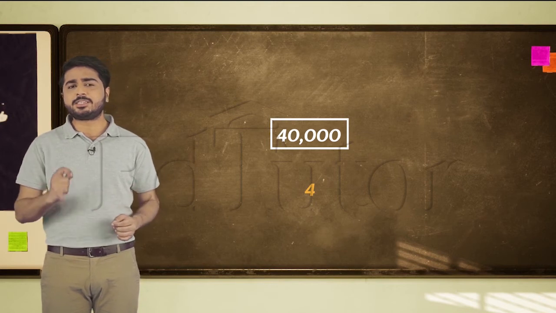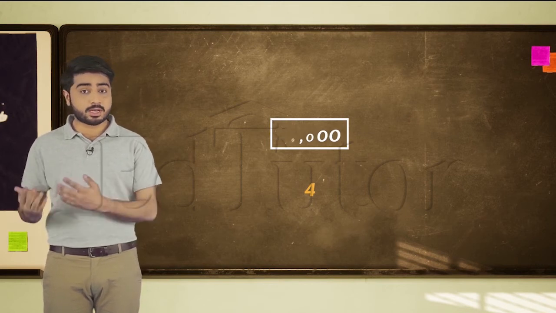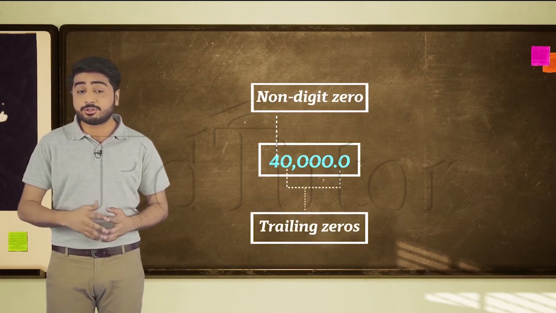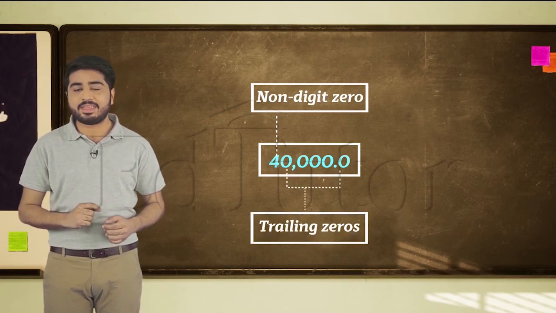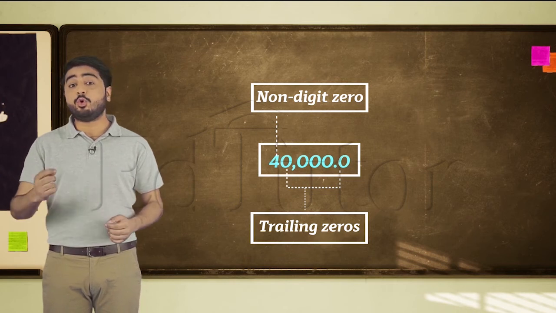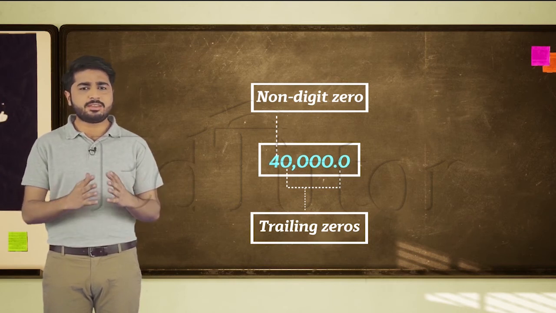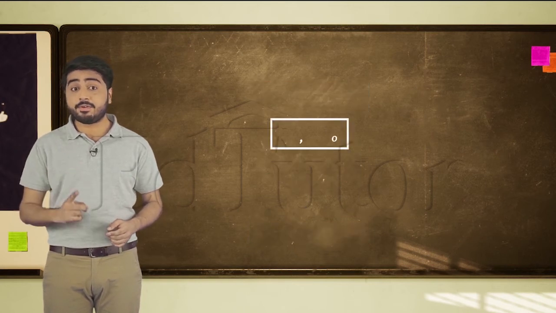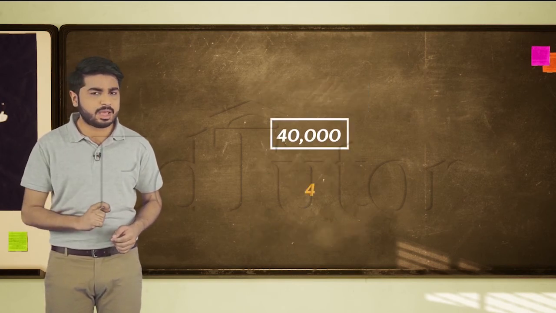So, if there is a decimal point, then the zeros are significant. And if there is no decimal point, then the zeros are non-significant. In the given number, there is no decimal point, which means that the zeros are non-significant. We have one significant figure in the number 40,000, and that is 4.